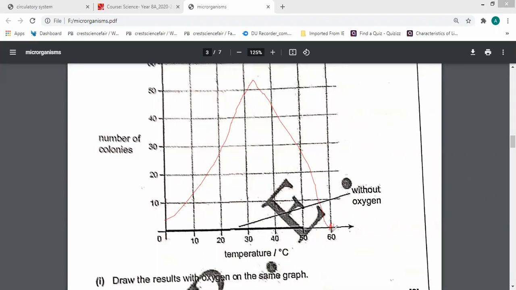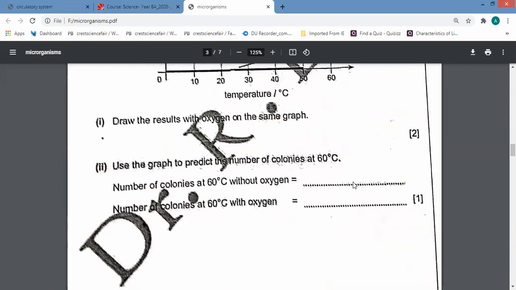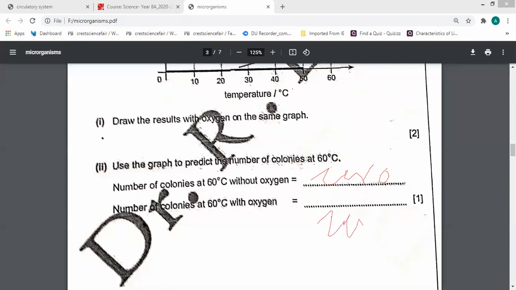Okay, you got it, guys? Yes. The next one, number of colonies at 60-degree temperature with oxygen, we can find it by the graph. It's the same 0. So the answers of both points are 0. Clear? Okay. Next page.